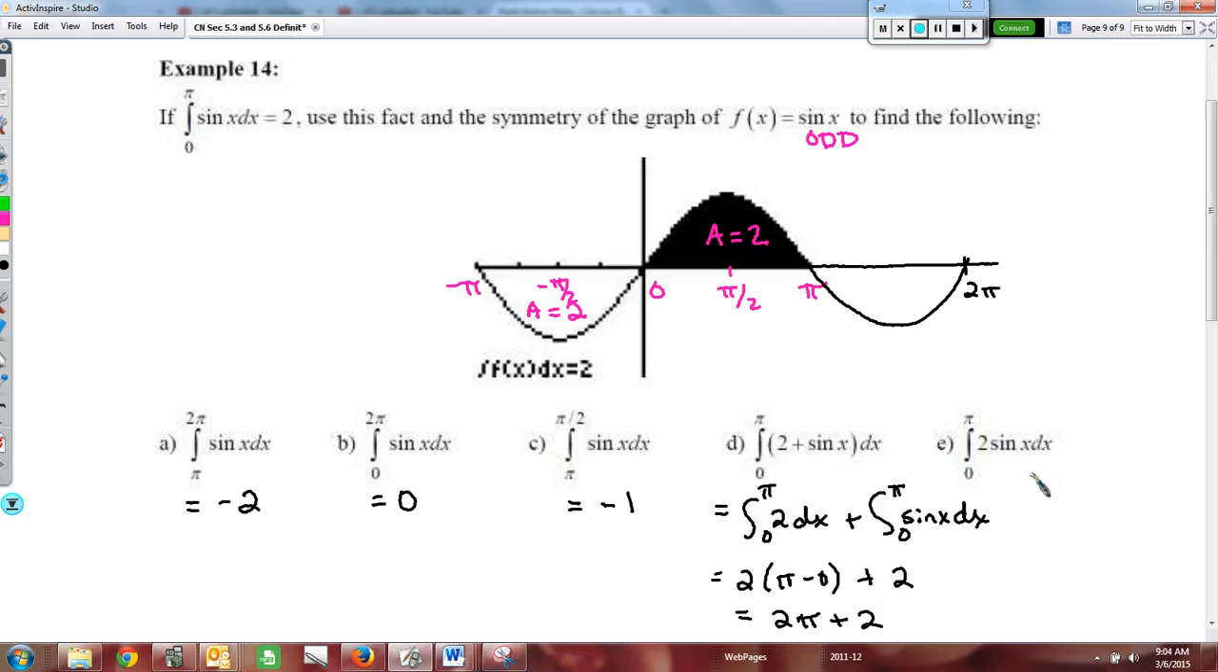All right. Now, what about this? We have a constant times the function. Well, that one's easy. All you have to do is pull the constant out, 0 to pi, sine of x dx, and so we can do twice the integral times 2. That one is 4 when we're looking at it. All right, so those are kind of pretty straightforward problems coming across. Now, let's take a look at the next one.